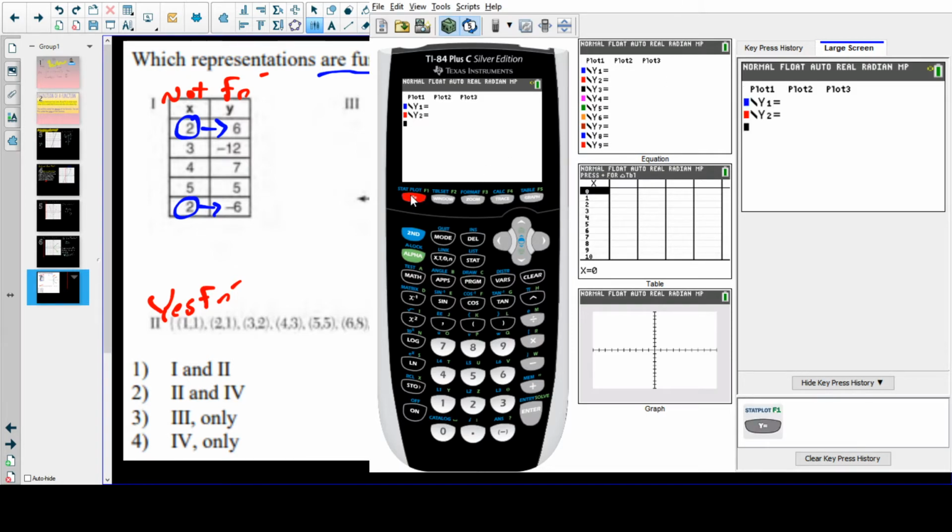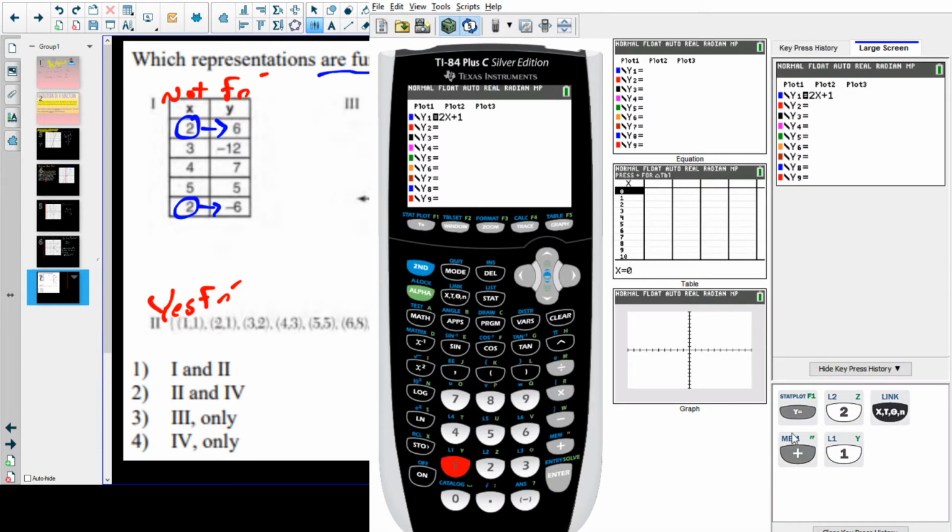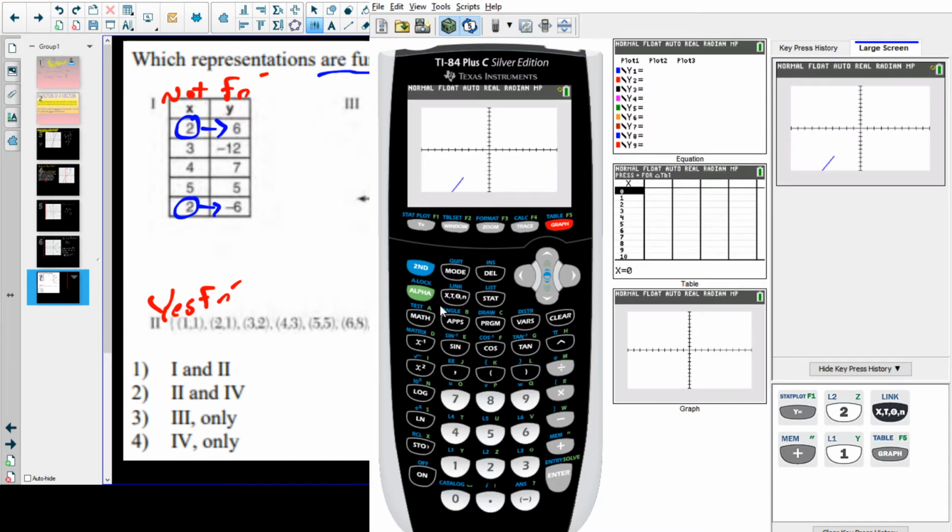You click on y equals, because you want to plot your graph. And our function was y equals 2x plus 1. So y equals 2x plus 1. Okay, I want you to be able to see everything. Then we're going to click graph. Let's see what happens.